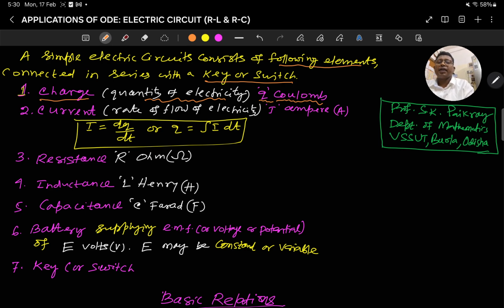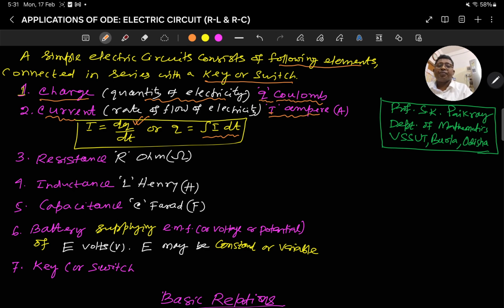Then coming to the second, current. Current means the rate of flow of electricity, and in symbol we write it I and the unit is ampere. If we want to connect Q and I, I is equal to dq by dt, or q is equal to the integration of I dt. In that way we can connect I and q.